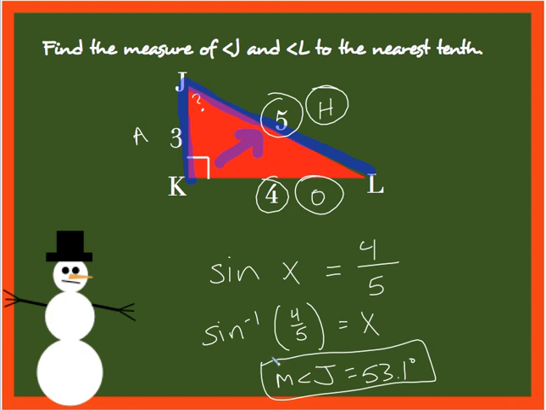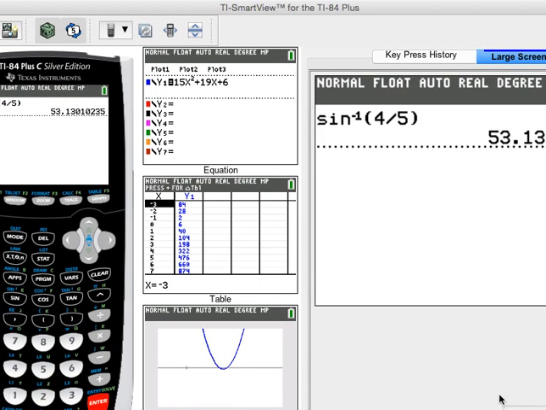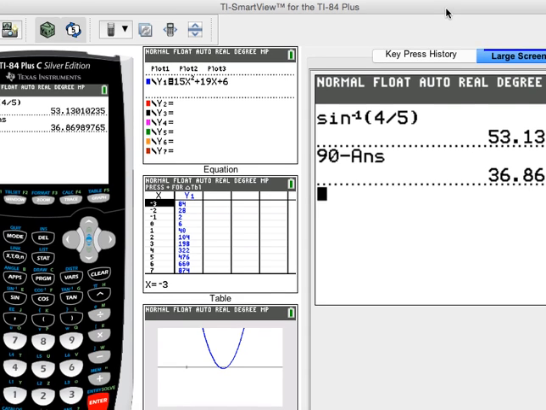Now, if we needed to know L, you could set up a whole other problem and do all that. But if this is 53.1, this is 90, they have to add to 180. So really, you could just say 90 minus the answer you just got. I know you can only see part of the screen. I'm sorry. I'll try to fix it in a second. So 36.9 would be the other one.